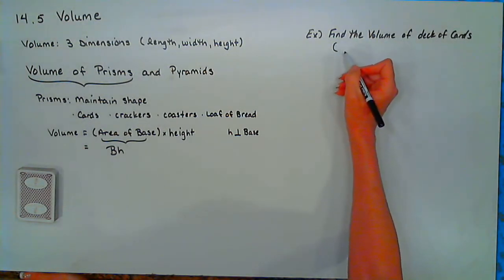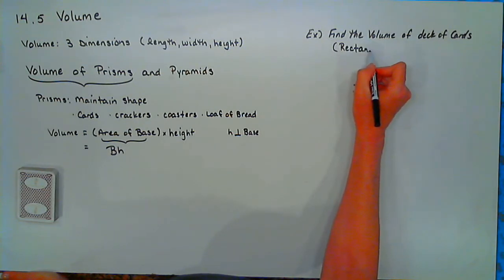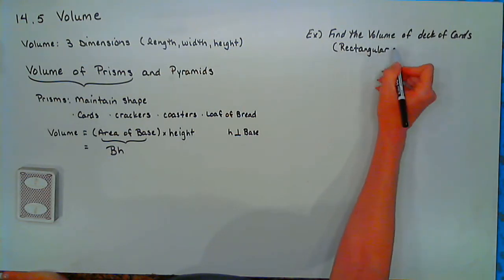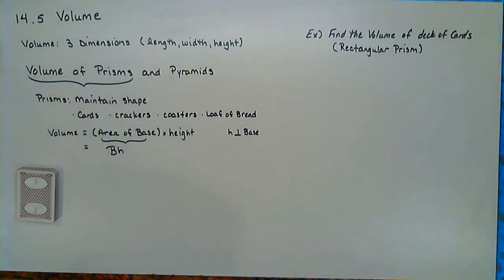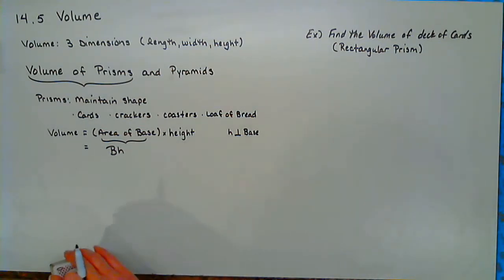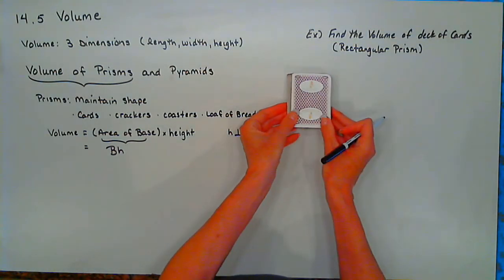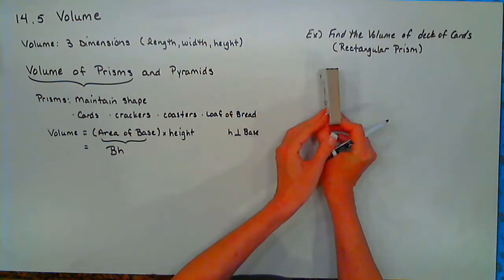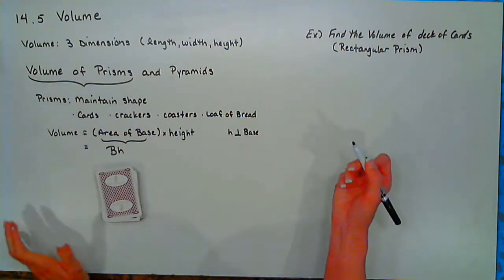I.e., this is going to be a rectangular prism. A prism maintains its shape. What shape is it maintaining over and over and over again? Well, it's a rectangle of that one card. So if I want to look at this, I have my rectangular prism, and it's just a stack of cards. So I could draw a picture as well.